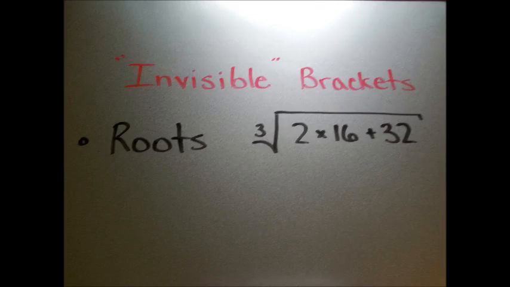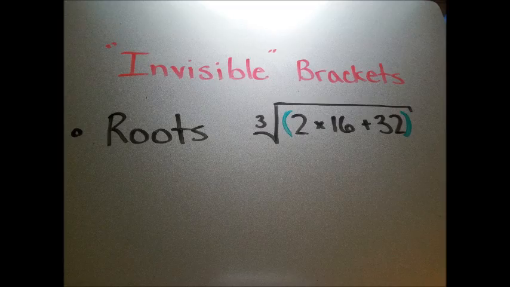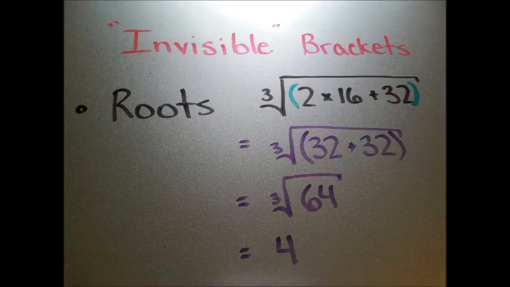Another place where we see invisible brackets is with roots. Anytime we have any kind of root, in this case a cubed root, there are brackets around everything underneath that root symbol, just like this. So before we take the cube root, we have to perform a multiplication of 2 multiplied by 16 to get 32, and then we add 32 and 32 to make 64, and then we take our cube root.